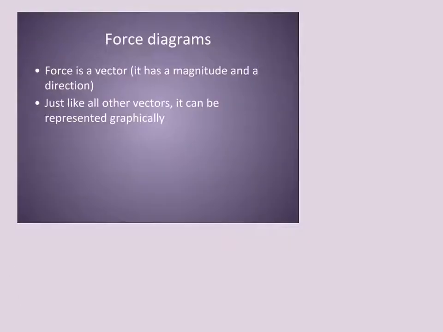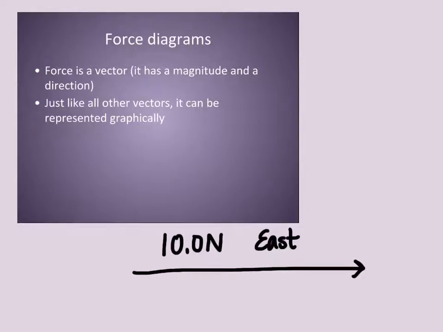Have fun. Now, force is a vector, which means, of course, that it has both a magnitude and a direction. And just like every other vector we've dealt with, from displacement and velocity to acceleration, oh boy, we can represent this graphically. So this is a vector representation of a force of 10.0 newtons to the east. Don't forget, for any vector, you have to have both magnitude and direction. So let's talk a little bit more about how we show force vectors.